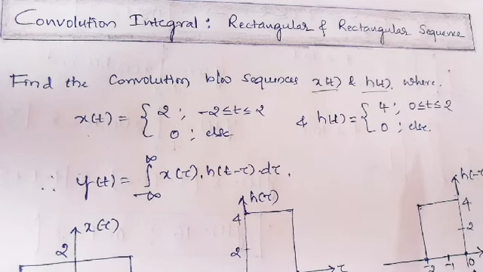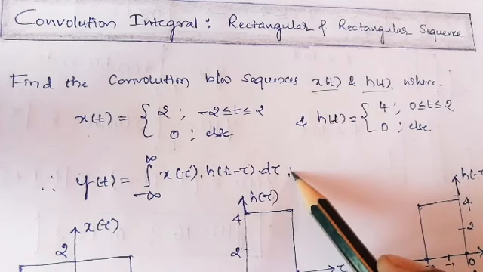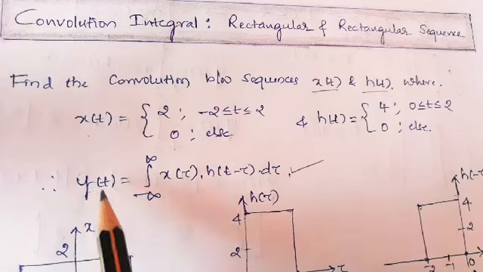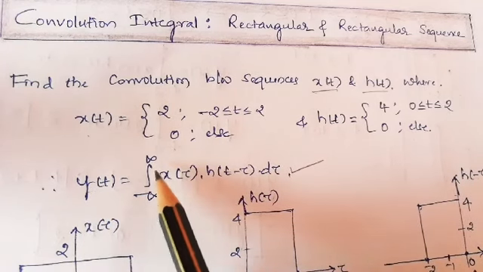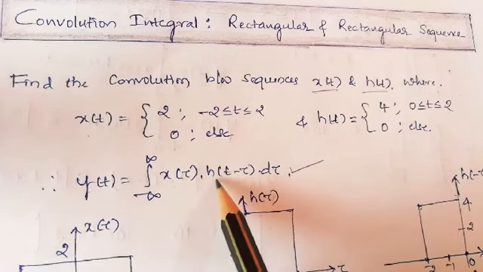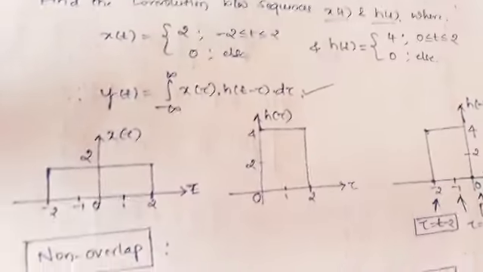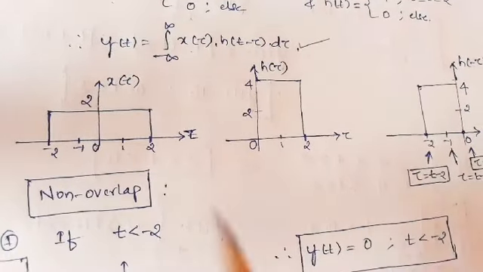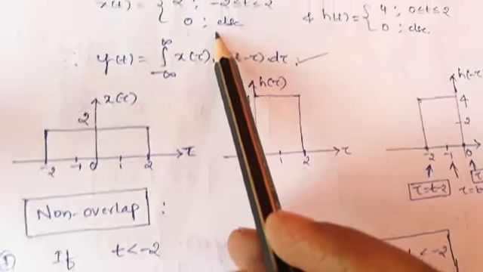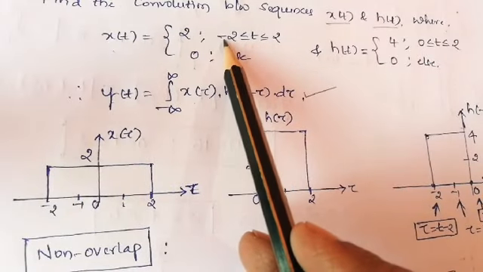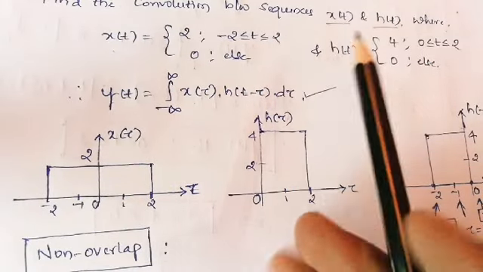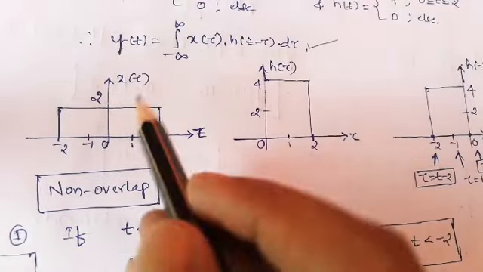else it is 0. We have the convolution integral formula, that is y of t equals the integration over the limits minus infinity to plus infinity of x of tau into h of t minus tau d tau. Let us sketch these two sequences x of t and h of t in terms of time index tau. So first I will sketch x of tau. x of tau has amplitude 2 for the duration minus 2 to plus 2.